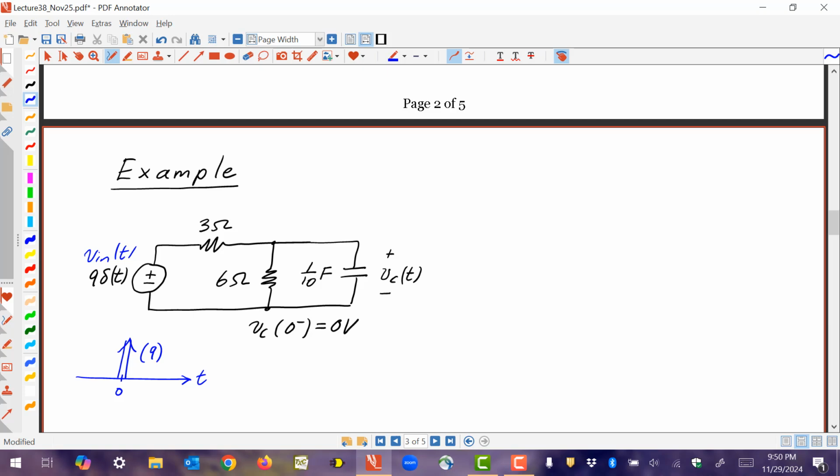Again, we're interested in the output voltage, VC(t), or the capacitor voltage. Take it to be whatever you like. But the initial condition, again, is 0. So in this series of lectures, we're just taking all initial conditions on the capacitors and inductors to be 0. System is always at rest, just to make it a little simple.